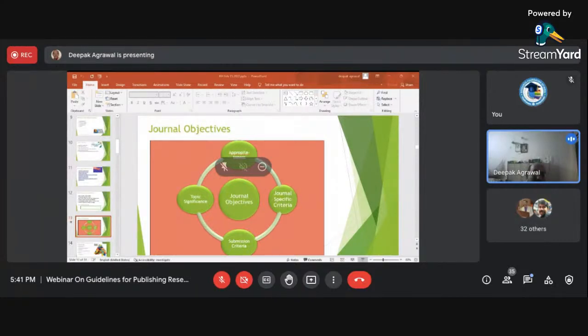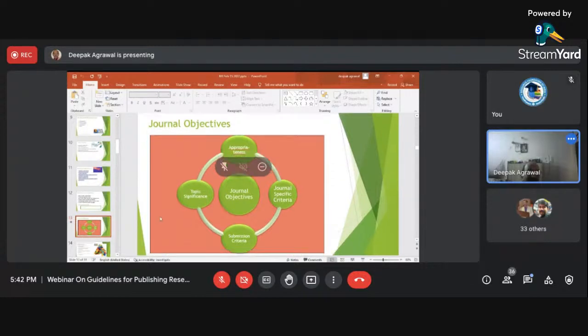Again, general objectives and submission criteria: they have their own standards for submitting. And second, most importantly, there is the significance of the topic. It is a requirement of the journal to check that the particular topic submitted is suitable to the journal or not. So we must consider general objectives, and on the other side, the publisher is also going to focus upon these elements.